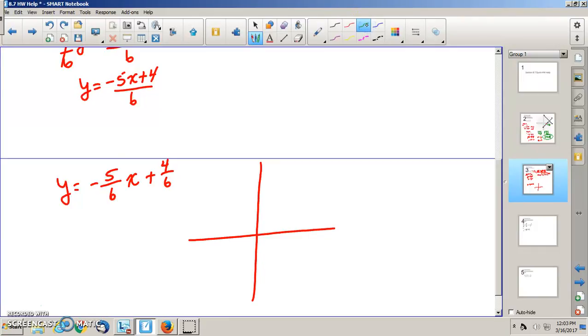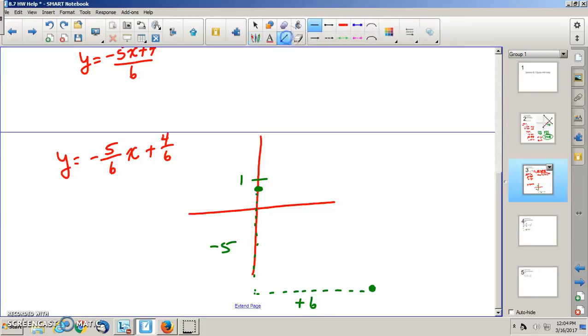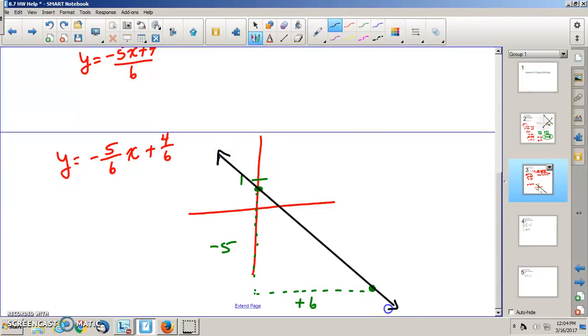So if you think about this, 4/6 is 2/3. So if this is 1 right here, the y-intercept would be about 2/3, and then it would be down 5 from there and right 6. So we would be somewhere way over here for our next point if we went down 5 and then right 6. If we graph this line, it would look like this. Again, elimination method does not require a graph, but I like to show you the link here.